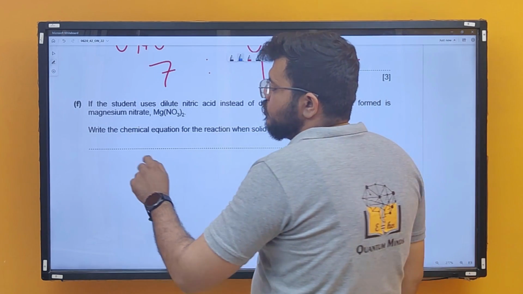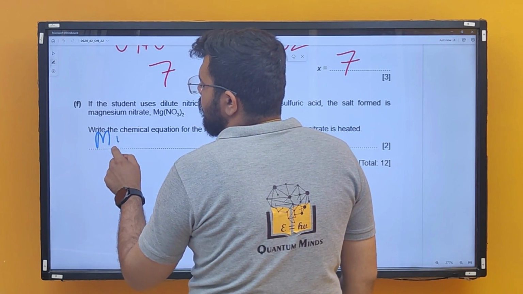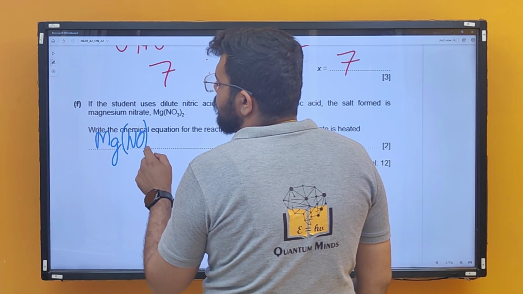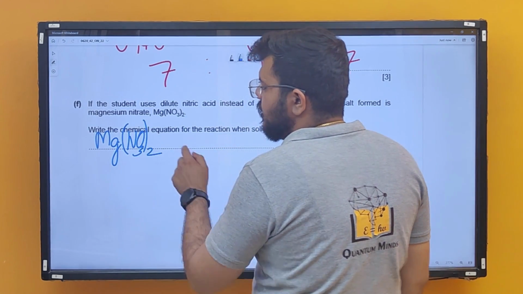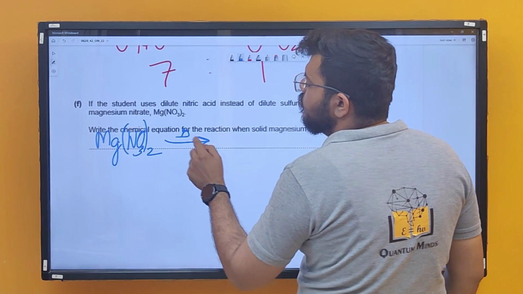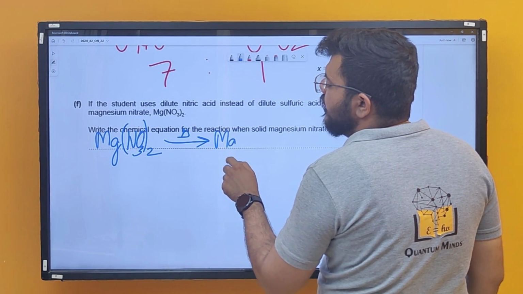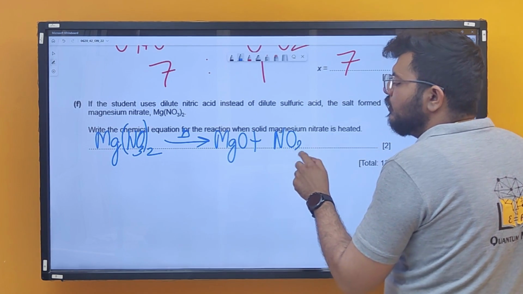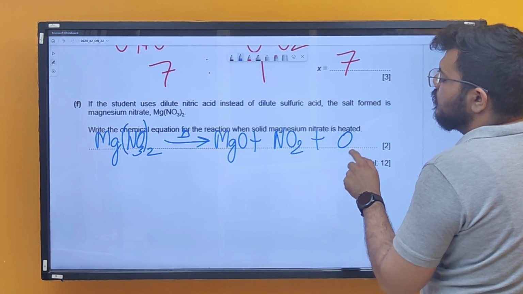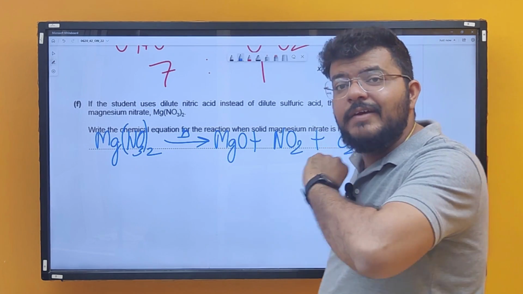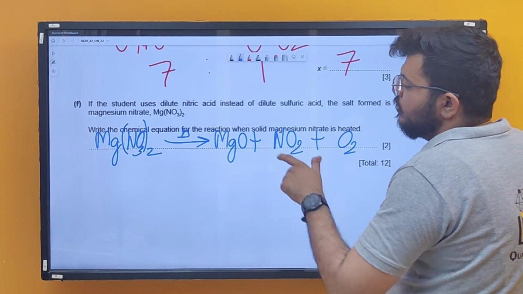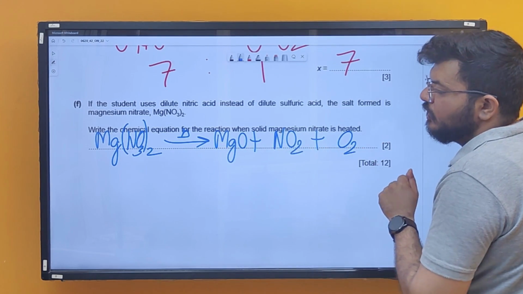Nitrates decompose on heating, that is their thermal decomposition. So magnesium NO3 twice. This, heated, produces a metal oxide, nitrogen dioxide, right, and oxygen. This equation is common for every metal except sodium and potassium. So you have magnesium oxide, nitrogen dioxide, oxygen.